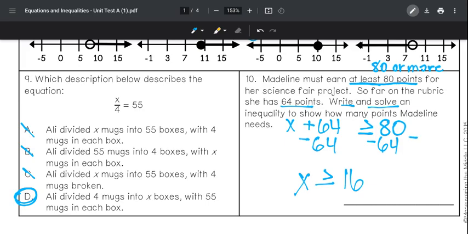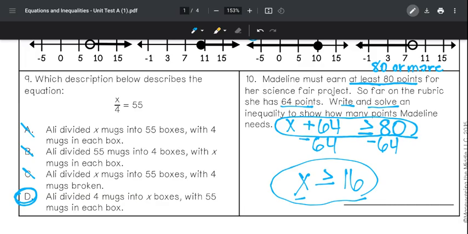So you got points for writing your inequality correctly. You got points for doing your work, and you got points for having the correct answer with your correct variables, symbols, and numbers.